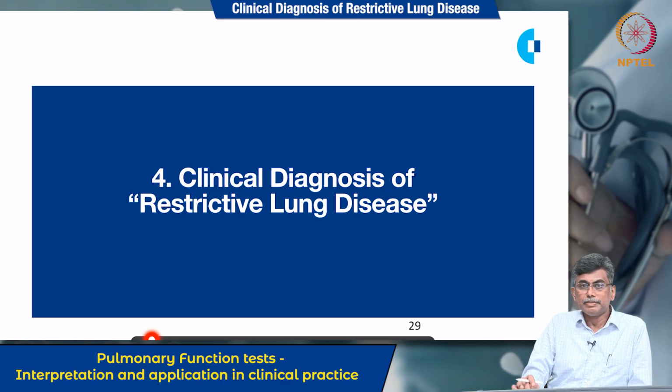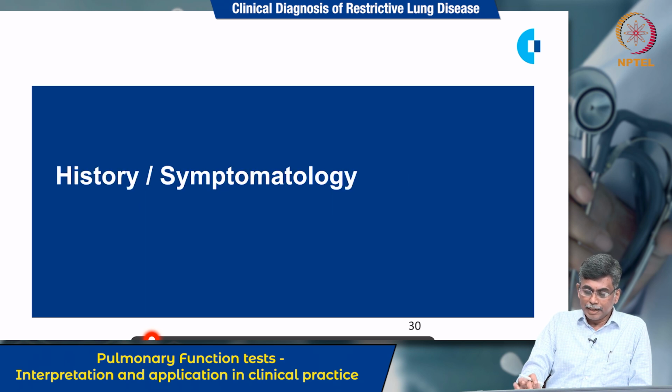Now coming to the main topic, how to clinically diagnose a case of restrictive lung disease. Clinically diagnosing a case means first symptom analysis or history taking, second general examination, then examination of the system. This is how we clinically diagnose restrictive lung disease. First we will see what symptoms help us to find out that it is restrictive lung disease and find out the etiology.